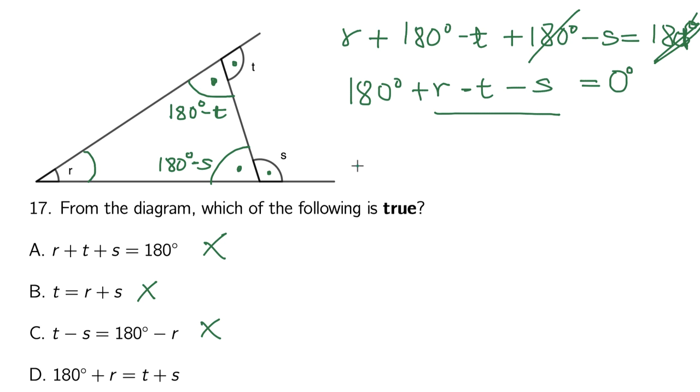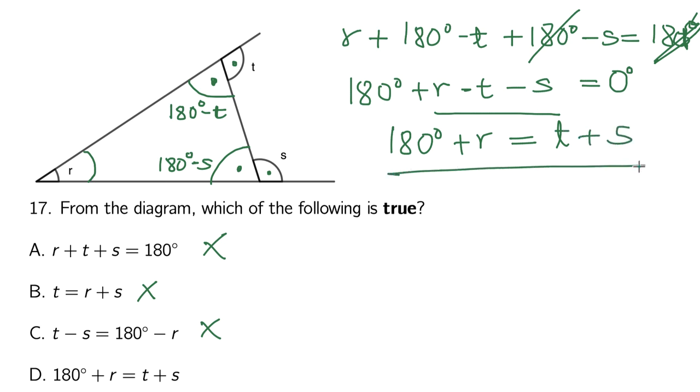So let's see if we can rearrange this. And indeed, if we write 180 degrees plus R, and then we take the T and the S to the other side, that's precisely what we get. So that's our answer, D. Let me just mark it right, D.